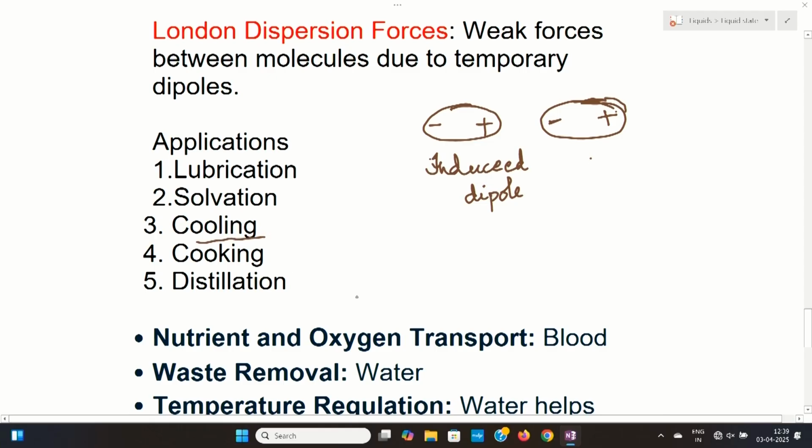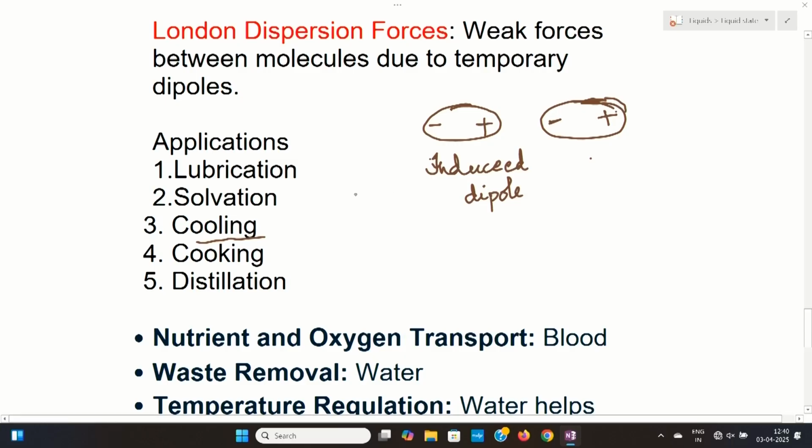Cooling means all liquids have a tendency to change into a vapor state. Once it changes into a vapor state, the energy of the other molecules in the liquid state is reduced and there will be a feeling of cooling. So these liquids have an application of cooling. Then we use liquids for cooking and for distillation. Because of the different boiling points of liquids, we can separate the liquids from the mixtures.